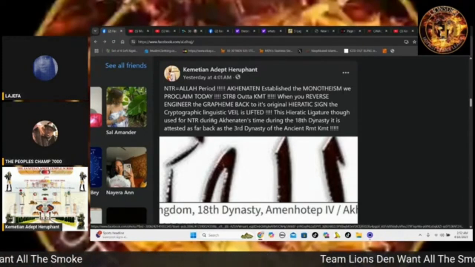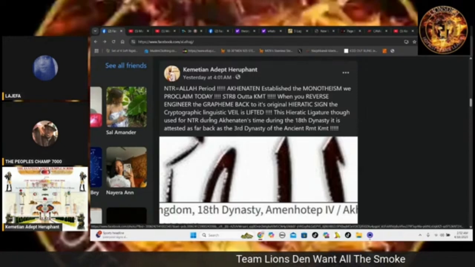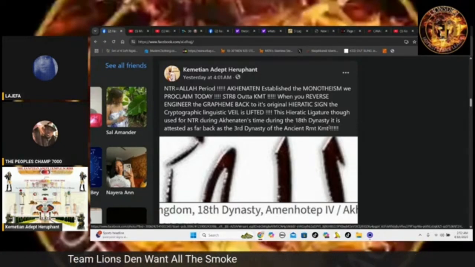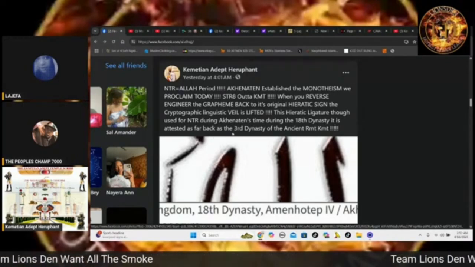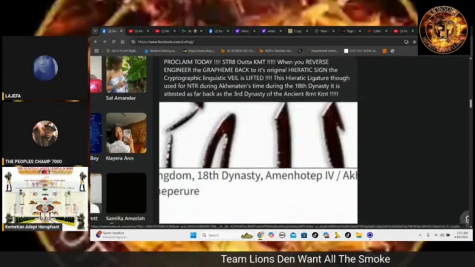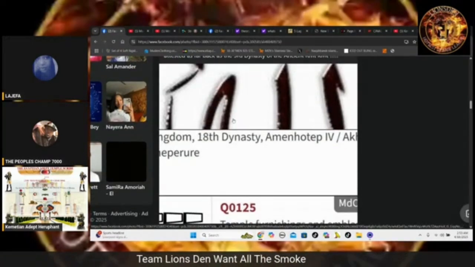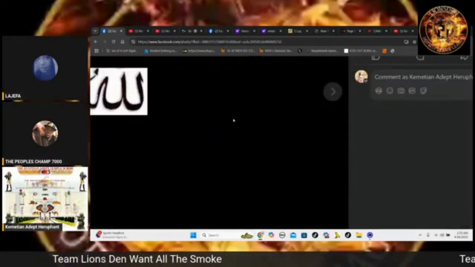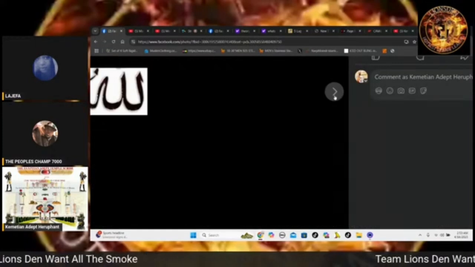This hieratic ligature, and that's the three-letter word, though used for neter during Akhenaten's time during the 18th dynasty, is attested as far back as the 3rd dynasty of ancient Kemet, Remic Kemet, the people of Kemet. So there it is right there again. That's the aloglyph. Go to the next one.